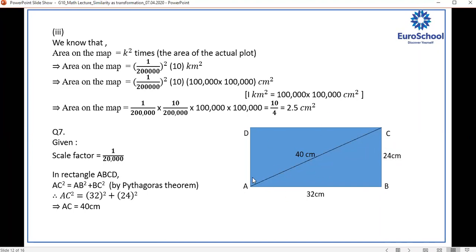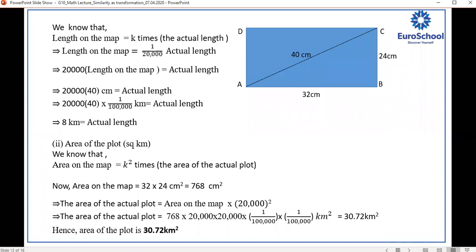So we are applying the Pythagoras theorem and we get the value of AC as 40 centimeter. Again, plus minus, we will not consider the negative because dimensions can't be negative. So that would be 1600, which is equal to AC squared, so AC is equal to 40 centimeter. Perfect, 40 centimeters.